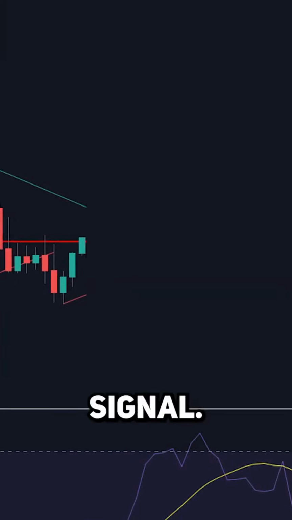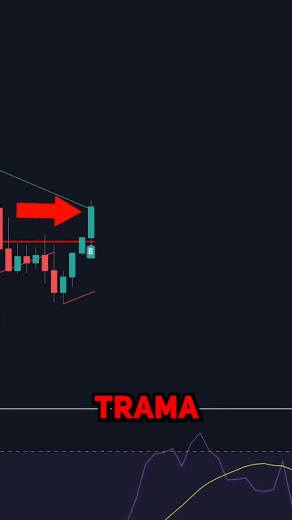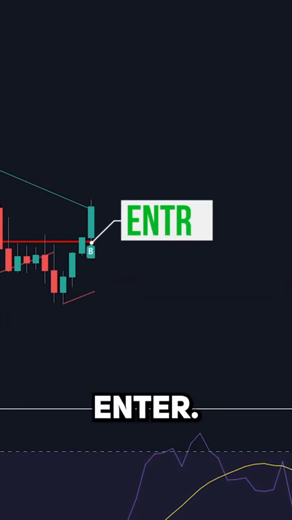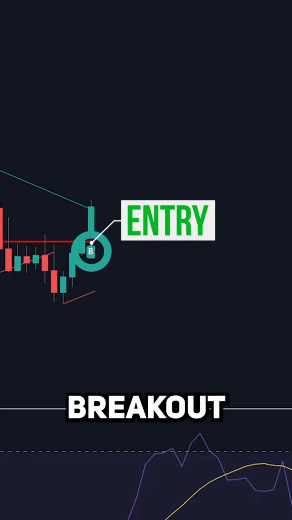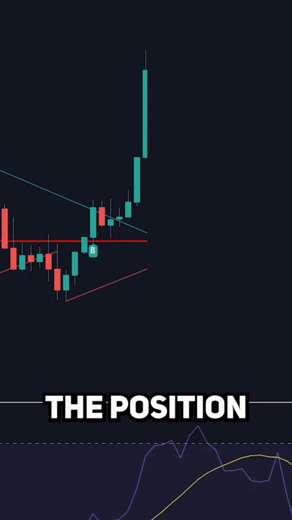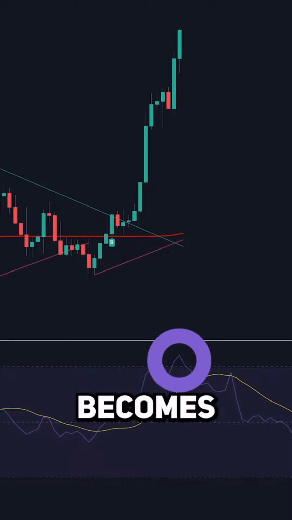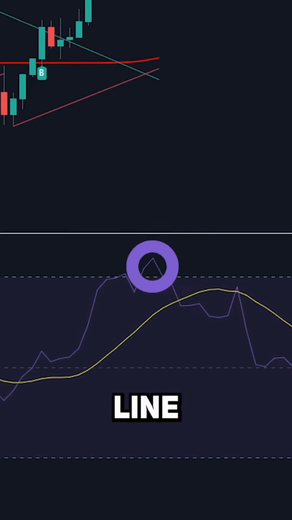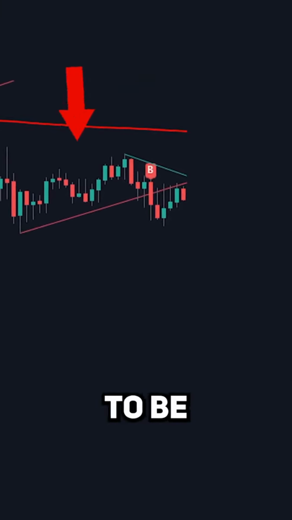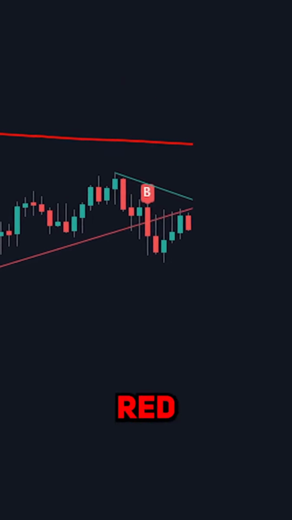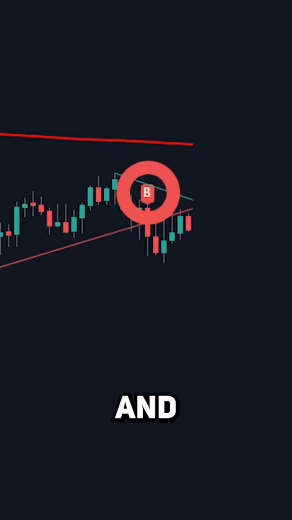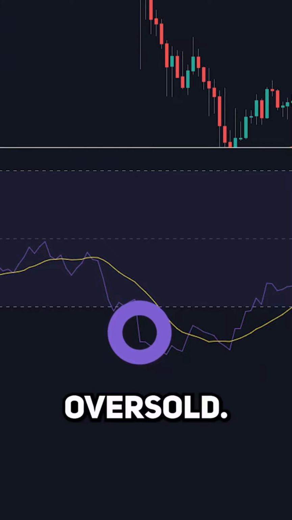For a buy signal, wait for price to be above the trauma or the red line. Then you're going to enter once you see a trend line breakout signal. Then you're going to wait to exit the position until the RSI becomes overbought or above the 70 line. For a sell signal, just wait for price to be below the trauma and then wait for a red trend line break signal and exit once the RSI is oversold.